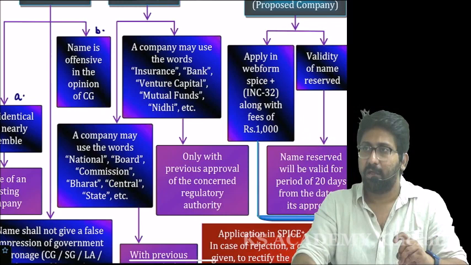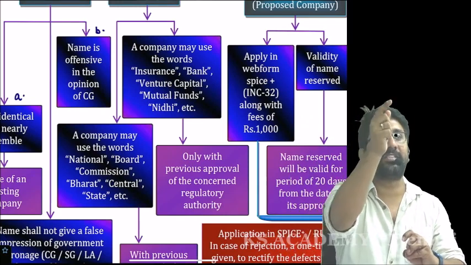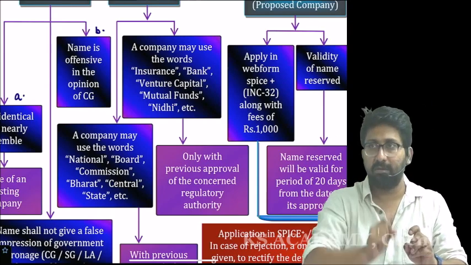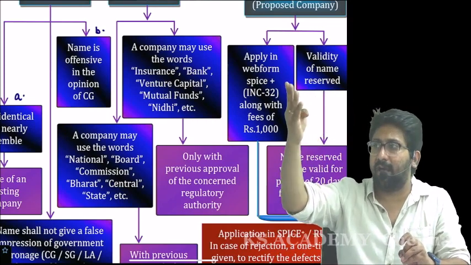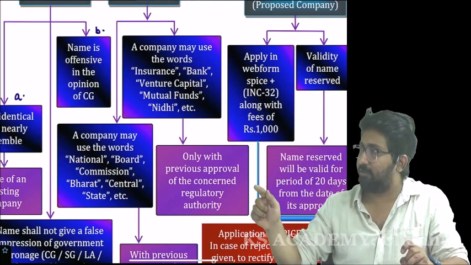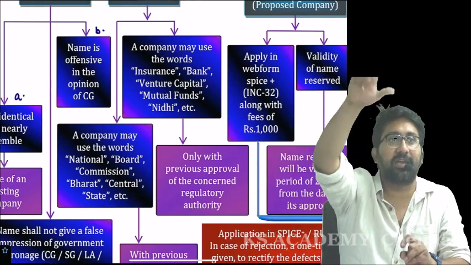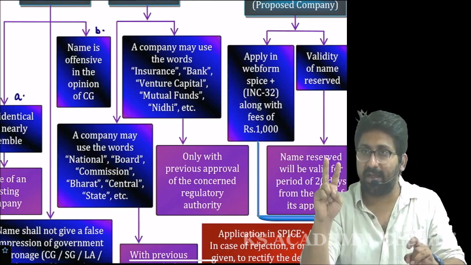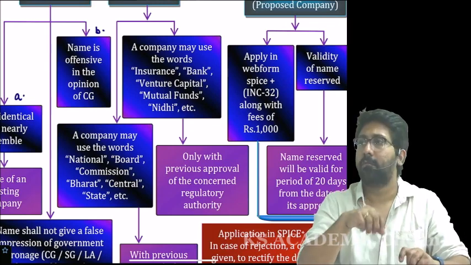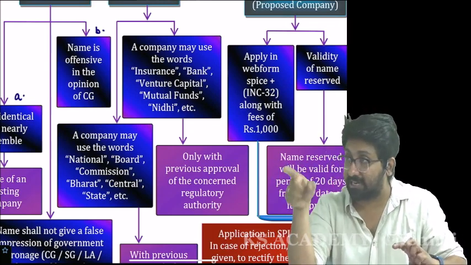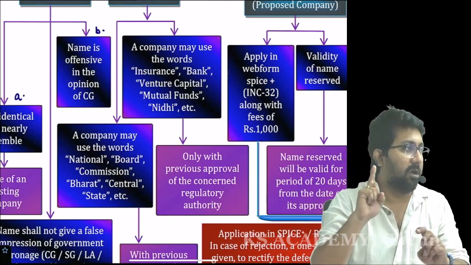Fantastic. And last one, restrictions are there. How many restrictions? 2. What are the restrictions on CG? National, right? Just now we read: national, board, commission, Bharat. If you want to use such words, take approval. For specific businesses you want to use, like insurance, bank, venture capital, mutual funds, you have to take central government permission and the specified regulatory authority's permission.